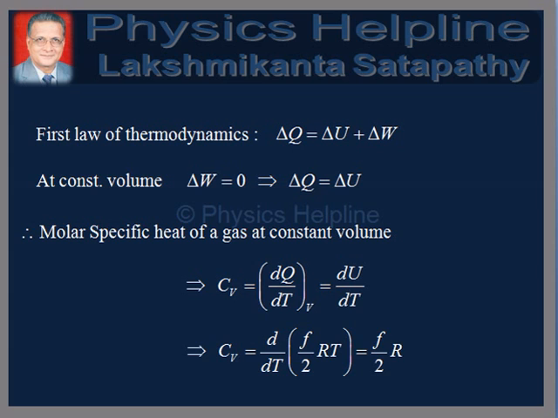From the first law of thermodynamics, we have delta Q is equal to delta U plus delta W. At constant volume, delta W is equal to 0, which implies delta Q is equal to delta U. Therefore, molar specific heat of a gas at constant volume is given by Cv is equal to dQ by dT at constant volume, which is equal to dU by dT. Differentiating with respect to temperature, we get Cv is equal to f by 2 into R.